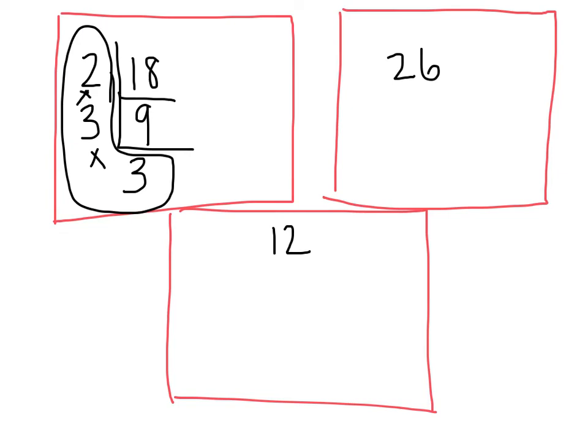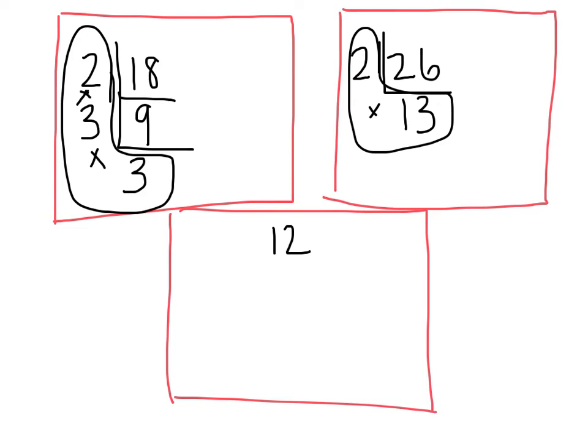For 26, I know 2 goes into that. I picked 2 because it's even and that makes it easier for me. 26 divided by 2 is 13. I write the quotient below and I know 13 is prime. So I'm done. 2 times 13.